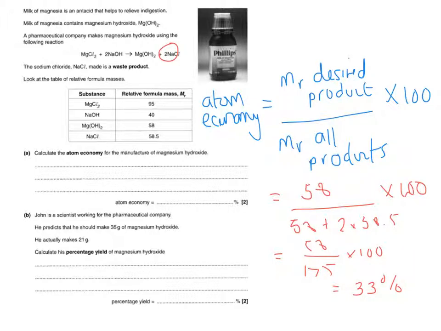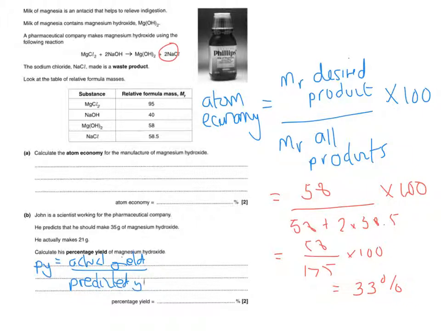Now let's move on and look at the second part of the question, percentage yield. So we have John. He predicts that he will make 35 grams of magnesium hydroxide, but unfortunately he only makes 21. So we need to calculate the percentage yield. As before, we get a mark for writing the equation. So percentage yield, I haven't got room, so I'm just going to have to write PY for percentage yield. That is the actual yield divided by the predicted yield.